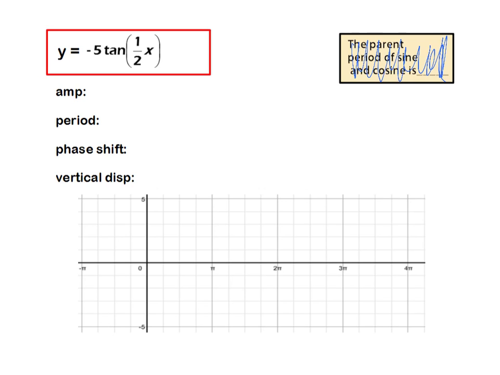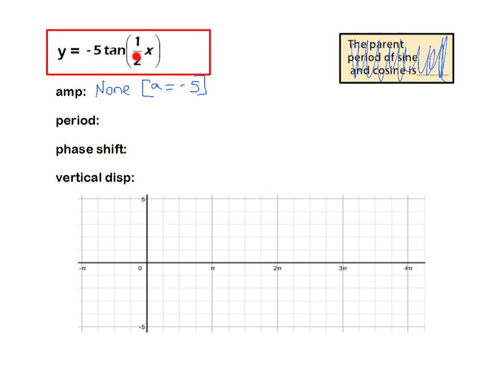Recall that there is no amplitude on tangent because it goes off to infinity. My official answer would be to say none, but that -5 of an a value is still going to affect my graph, so I put it as a side note here. I am going to have to pay attention to that a value. The period of this graph. And I should have mentioned, normally we start by factoring the B value out, which we could of course do, but since there's no number being added or subtracted in those parentheses, it doesn't matter if you factor that B out.